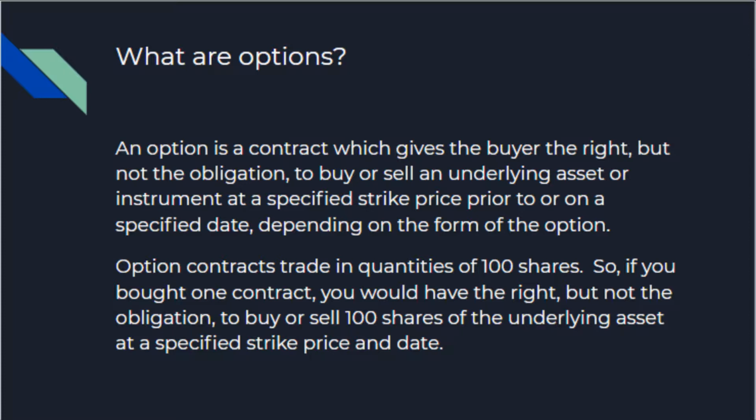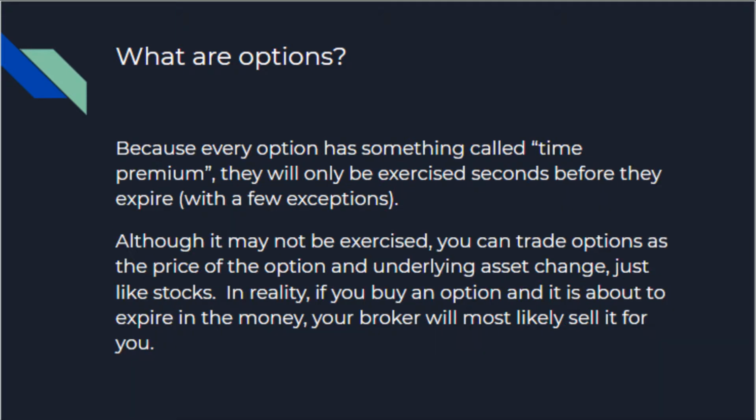Now, for option contracts, specifically relating to stocks, they trade in quantities of 100 shares. So if you see that an option costs $1, you're actually going to be paying $100 for that option because that $1 price is going to be per share. So just important to realize that if you buy one contract, you have the right but not the obligation to buy or sell 100 shares of the underlying asset at a specified strike price and date.